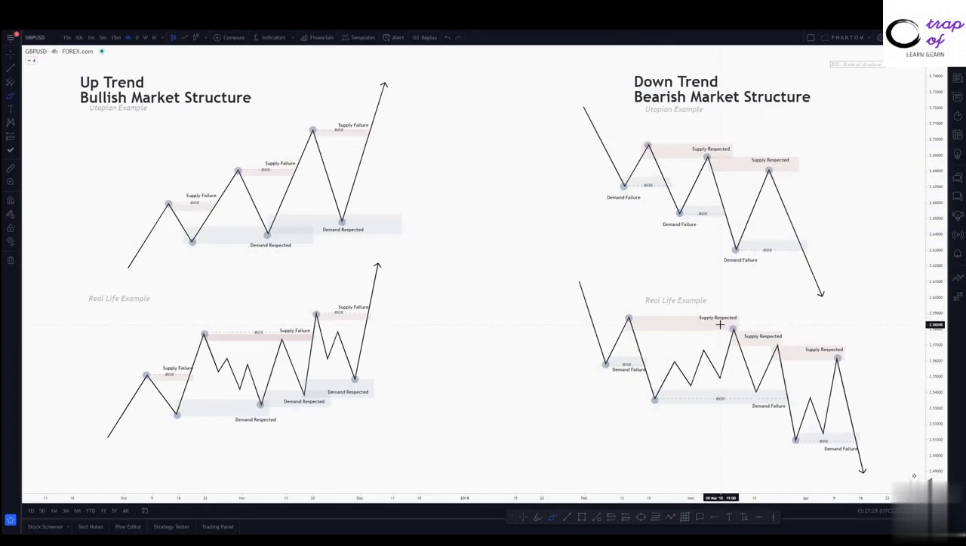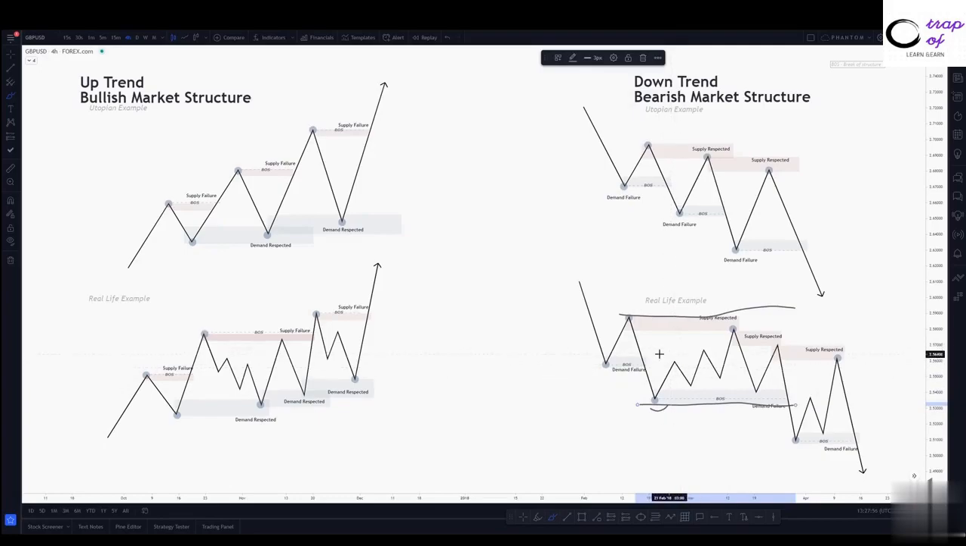Now we'll look at the real life example just to add a little bit more context, because of course the textbook example does not translate well to a price chart. So what we can see is, again, we create this lower low and a lower high on the correction. We have our demand zone. Price breaks to the downside. We create that lower low. We've seen a demand zone failure. So price is operating between this range. Price then begins to correct or move to the upside.